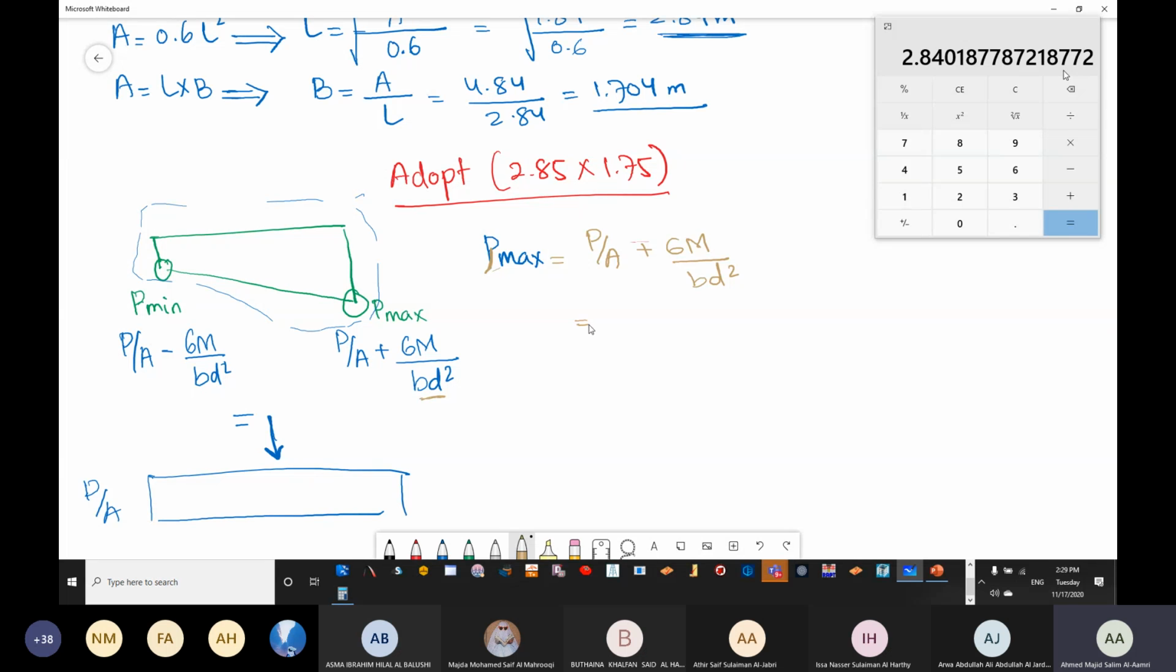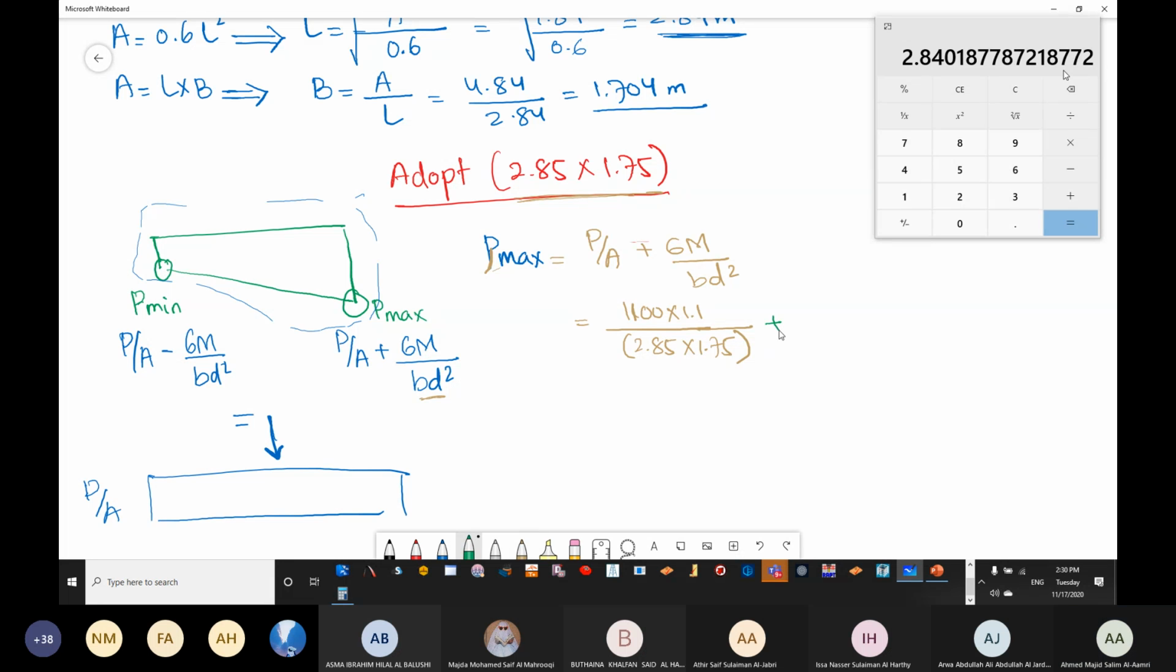Now P over A. How much is your P value? My P value is 1110 multiplied by 1.1, which is for the self weight, divided by the new adopted foundation. That's 2.85 multiplied by 1.75. So 2.85 multiplied by 1.75 is whatever we have adopted. This is for the first part.